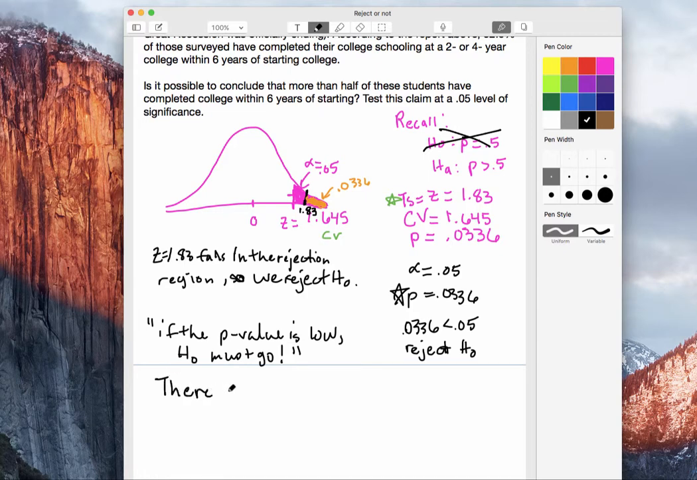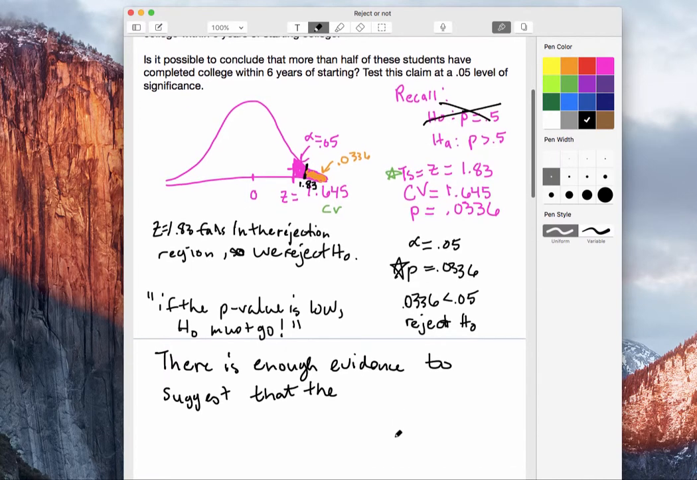So I'll say there is enough evidence to suggest, notice I'm not saying prove, to suggest that, now I'm going to go back up to the problem. What was it that I was doing? That more than half these students have completed college within 6 years of starting. I'm just going to take the words from the problem, no sense reinventing the wheel, and put it into my conclusion.